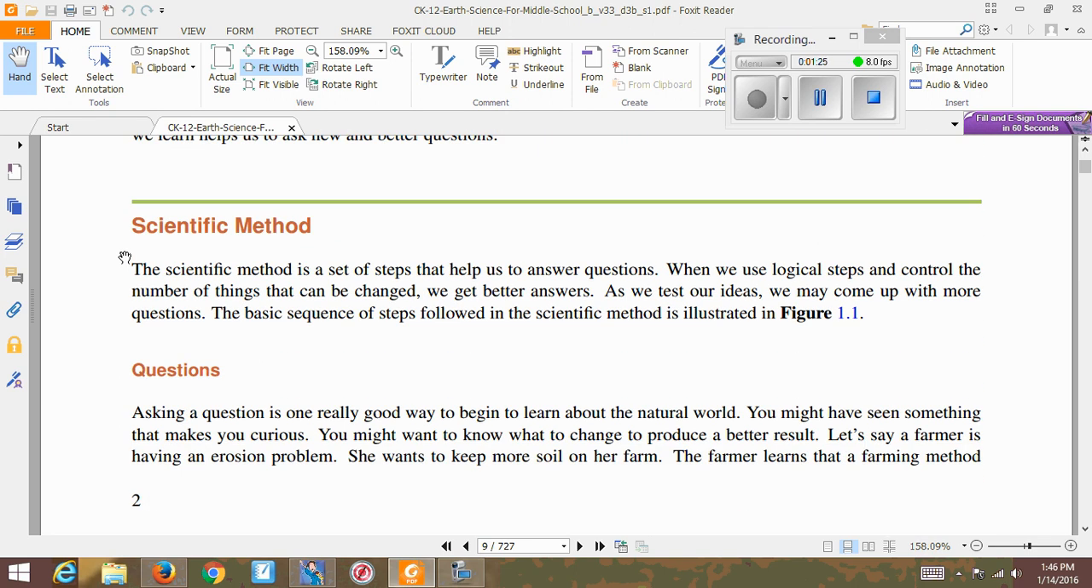Scientific method. The scientific method is a set of steps that help us to answer questions. When we use logical steps and control the number of things that can be changed, we get better answers. As we test ideas, we may come up with more questions. The basic sequence of steps followed by the scientific method is illustrated in Figure 1.1.